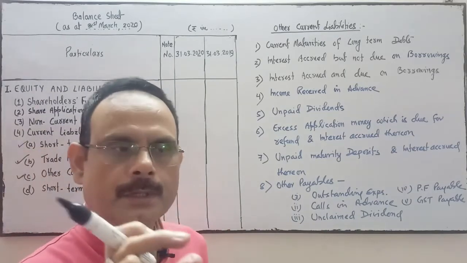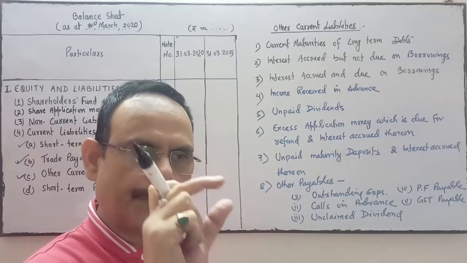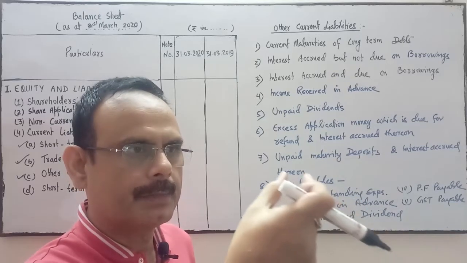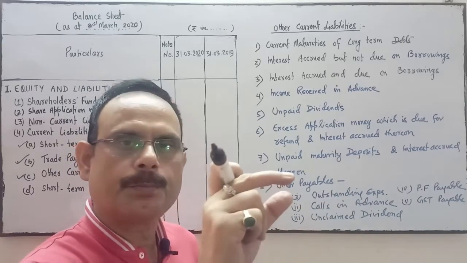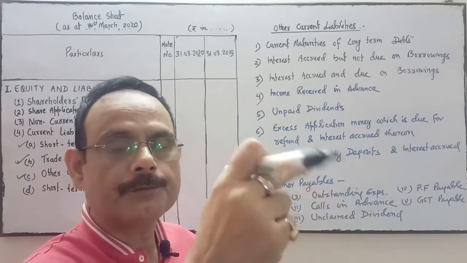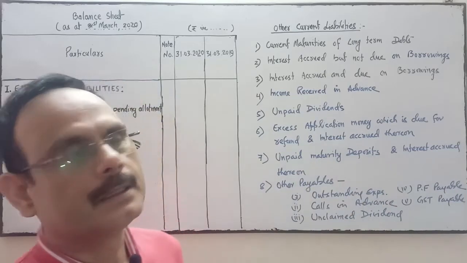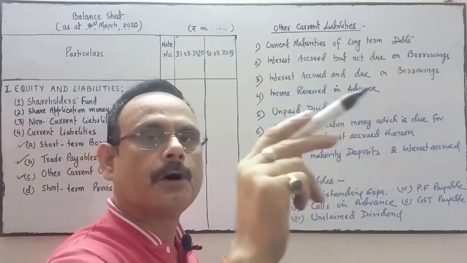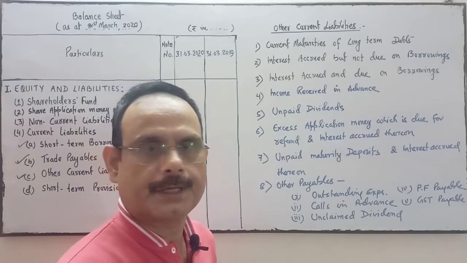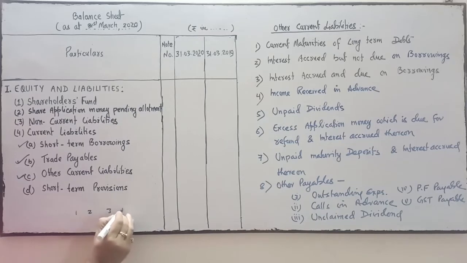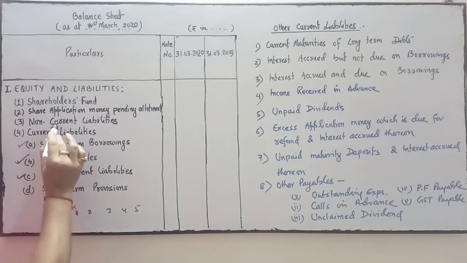But if the repayment period now comes close, now it is only 12 months from the reporting date of the balance sheet, and the loan will be repaid by the company within the 12 months, then that long-term loan will be converted into a current liability. Means current maturity of the long-term loans. Suppose the company has taken a loan for 5 years: first year, second year, third year, fourth year and fifth year. This year that loan will be treated as non-current liability.